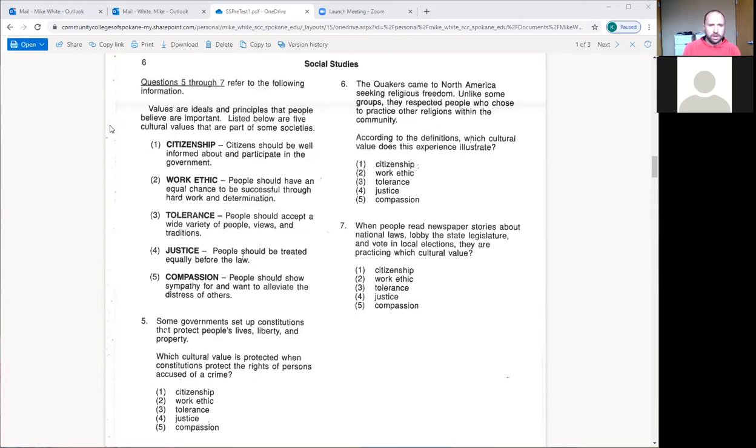So number 1 is citizenship. Citizens should be well informed about and participate in the government. So going back to when we talked about your rights and responsibilities when it comes to being a citizen. 2, work ethic. People should have an equal chance to be successful through hard work and determination. 3, tolerance. People should accept a wide variety of people, views, and traditions. 4, justice. People should be treated equally before the law. And 5, compassion. People should show sympathy for and want to alleviate distress.